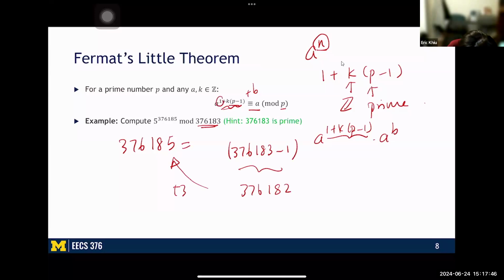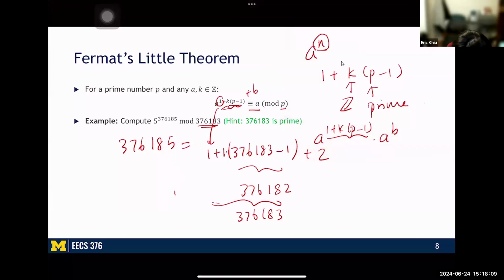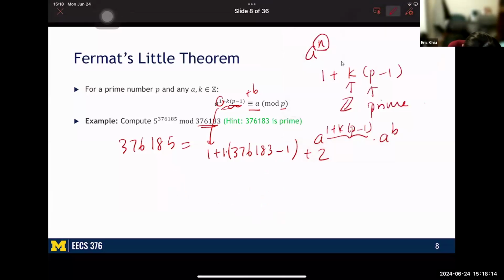But we need a 1 here. So let's just put this 1 here as well. So 1 plus, and then we can just let our k be 1. And now we have 376,183 back. So we need to add 2 more. And therefore, with that, we can express our left-hand side of the equation like this. So 5 to the 376,185 equals 5 to the 1 plus 1 times (376,183 minus 1), times 5 squared.